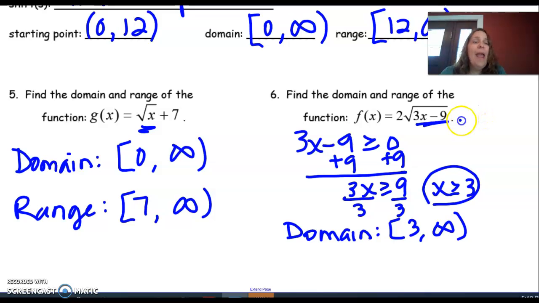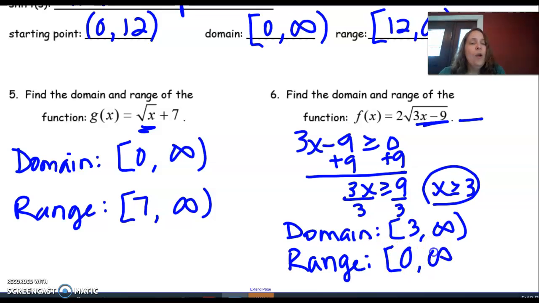There is no number after the radical. Again, I'm ignoring the 2. I'm just looking at after the radical. It hasn't moved at all up or down, and therefore the range is not going to change. So it's still going to start at 0 and end at positive infinity.